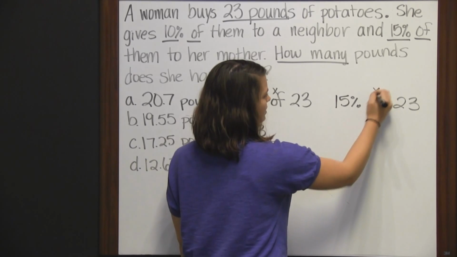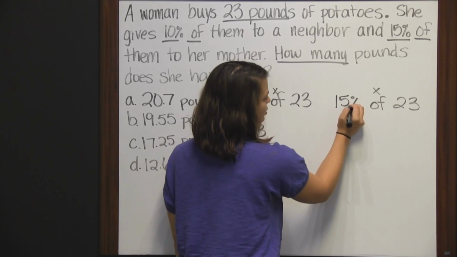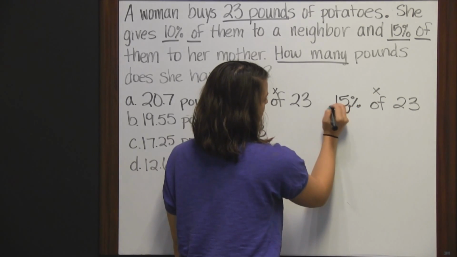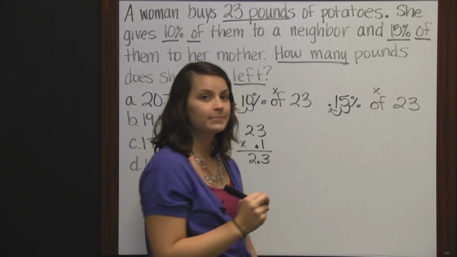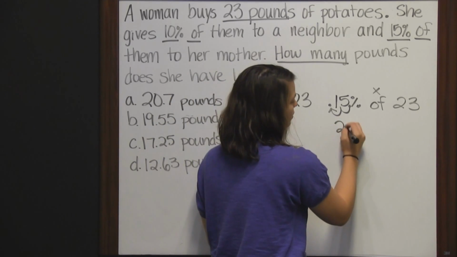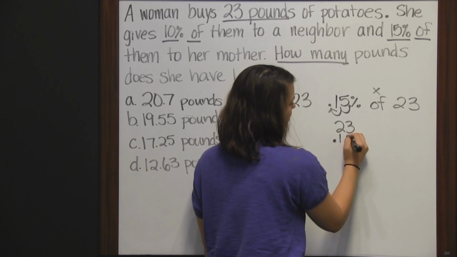And again, of means to multiply. And we have to change our percent to a decimal. Move it 2 places to the left. So now we're multiplying 23 times 15 hundredths.